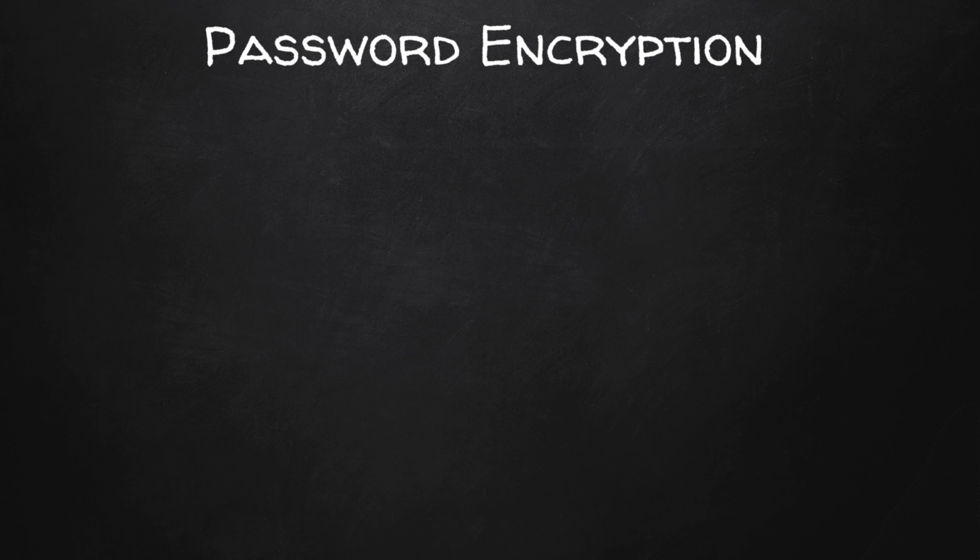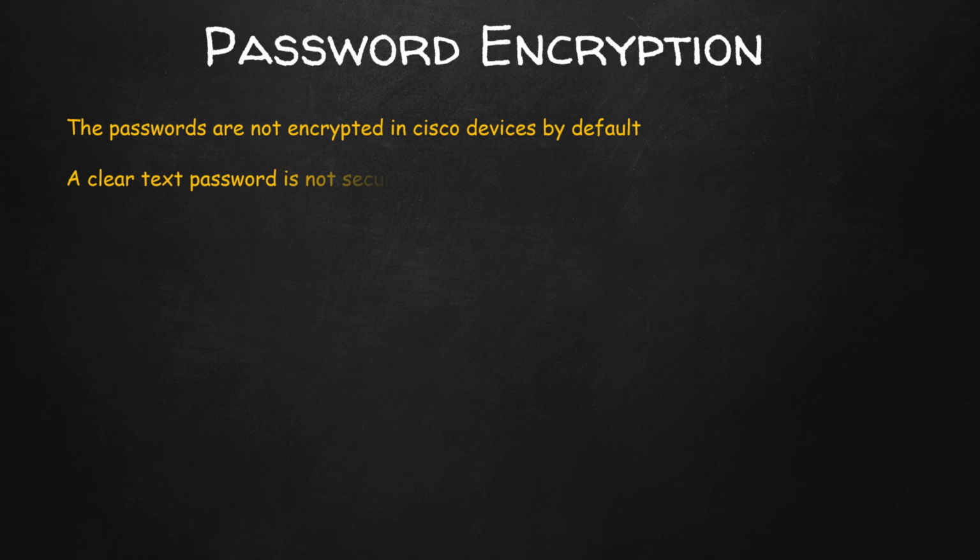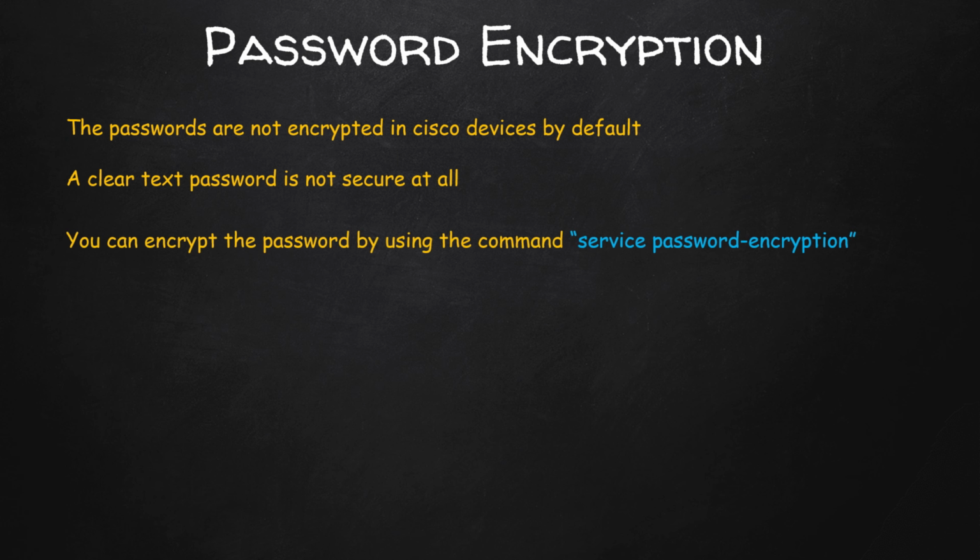When we talk about password encryption, the passwords are not encrypted in Cisco devices by default. A clear text password is not secure at all because anyone can see it. So you can encrypt the password by using the command service password-encryption. It encrypts the clear text password and converts it into a different text that cannot be understood by humans. Now let's go to our Cisco router and enable the service password-encryption.